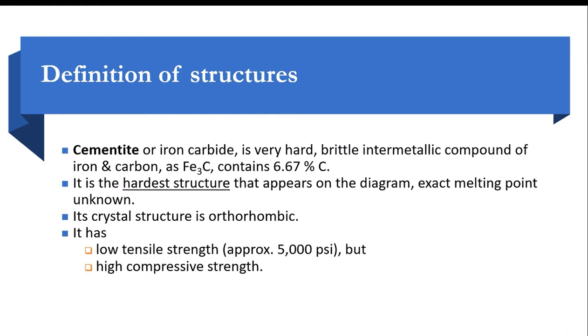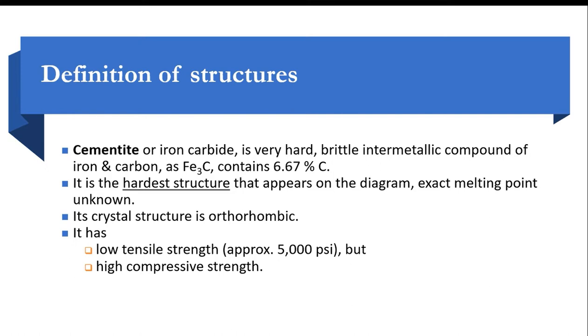Then cementite, what we call iron carbide, Fe3C, and carbide is a very hard, brittle intermetallic compound of iron and carbon, right? Fe3C contains 6.67% of carbon. So it is the hardest structure that appears on the diagram. Exact melting point is unknown. So you can't actually do that melting without applying pressure, right? So its crystal structure is what we call orthorhombic. Now you know this structure, right? Simple structure. It is called orthorhombic.